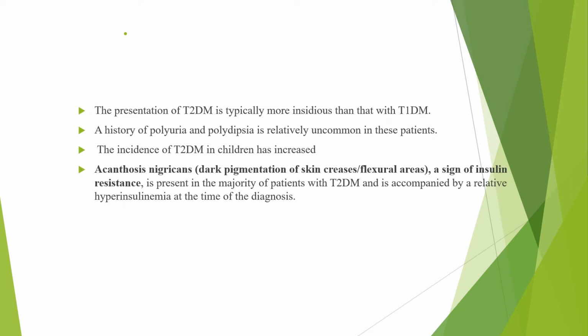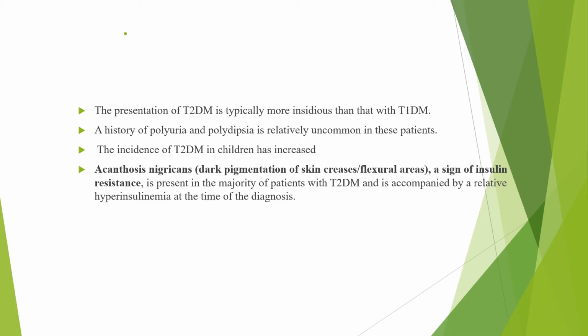The presentation of type 2 DM is typically more insidious than that with type 1 DM, and the history of polyuria and polydipsia is relatively uncommon in these patients. The incidence of type 2 DM in children has increased recently because of the increased prevalence of obesity in childhood, and also because of a lifestyle which is less ambulatory and which predisposes a child to metabolic problems.